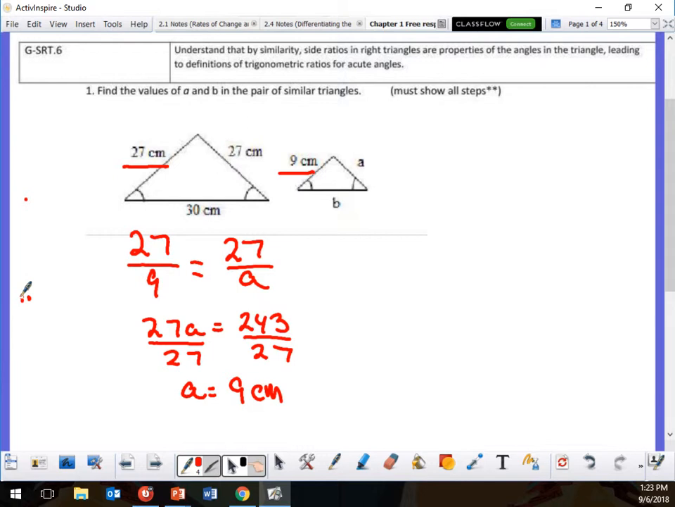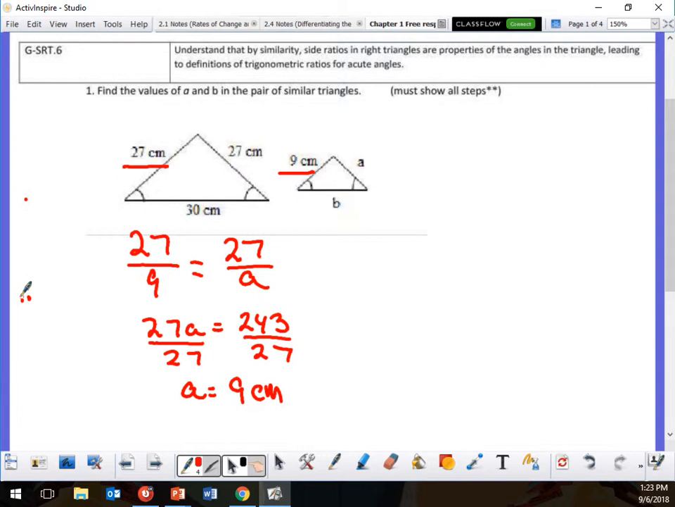All right, so now I'm going to do the next part here. How do I start the next part of my problem? What did I say to start off with? Always start with corresponding sides. Start off with what you know. What do I know here? 30 goes with B. Okay, 30 goes with B, but which sides do I know first? 27 and 9, right?